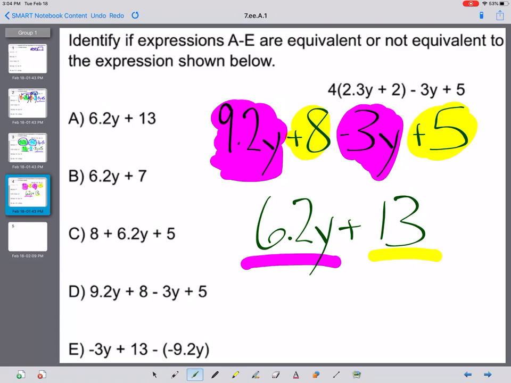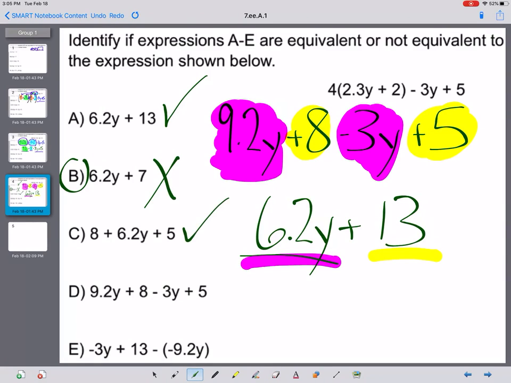So 6.2y plus 13, obviously this one is equivalent, so we'll put a check mark next to that one. If that one's equivalent, then B certainly is not, because that one has a 7 and not a 13. Let's take a look at C. We have 6.2y, that's good, checks out. We have a positive 8 and a positive 5. They do add up to 13, so those are equivalent as well. So C is equivalent, check.